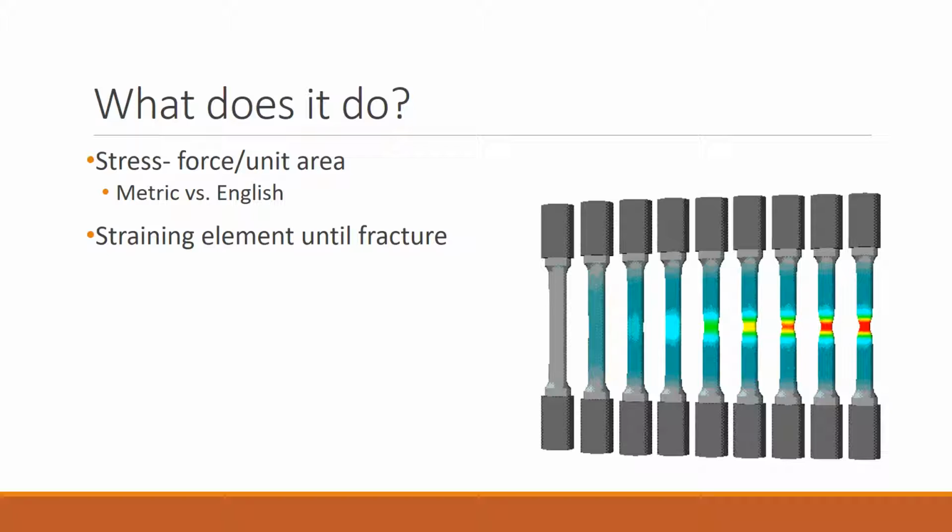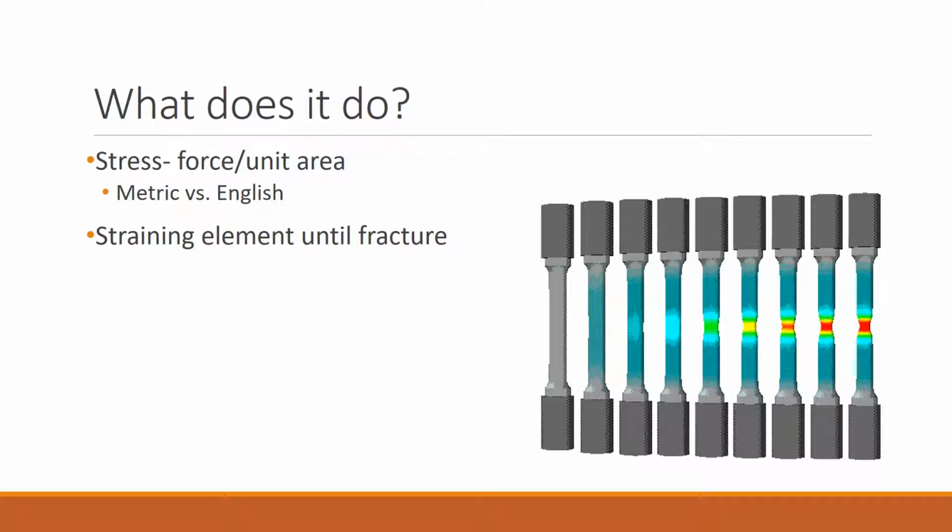The tensile test determines the strength of a material. In engineering, strength is defined by the stress handled by the mechanical element. Stress is defined by a force per unit of area. In metric units, an example of a stress unit would be newtons per square meter, also called a Pascal, and in English units, an example would be pounds force per inch squared, or PSI.